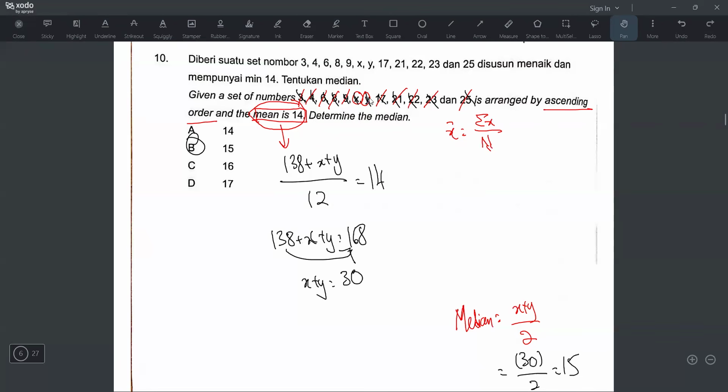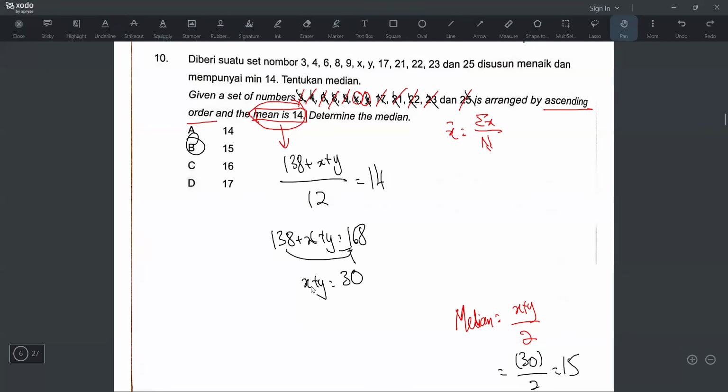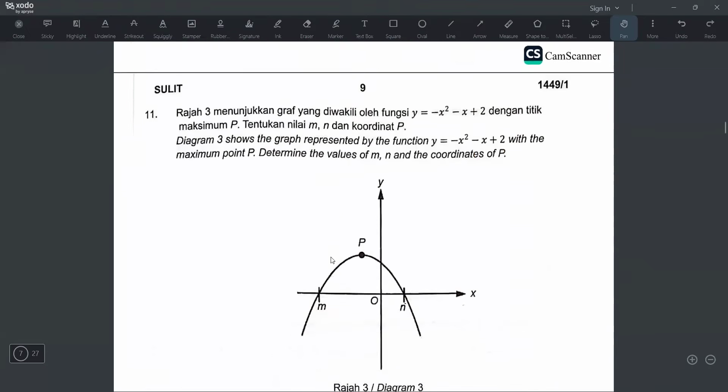Well, I guess 20 is not possible because they already said ascending order. So it should be between 9 and 17. But you get the idea. You get the point, right? It is not possible to know the exact specific value for x and y separately. But we don't need it. What we need is just the x and y total up, x and y added together. All right, that's it.